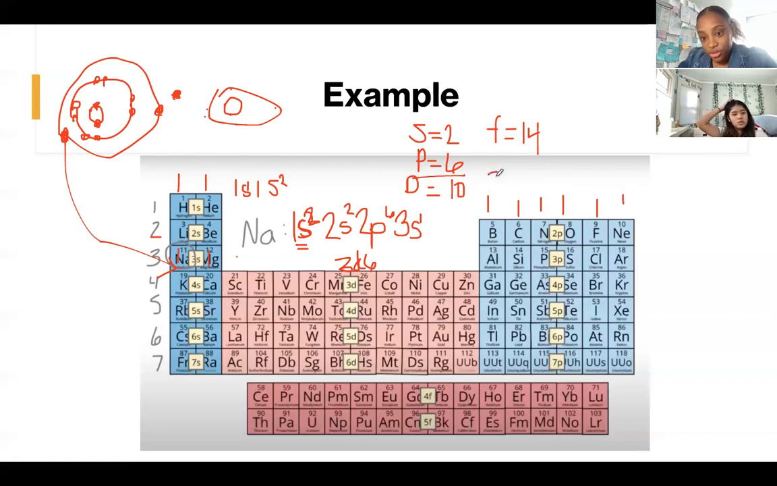2p1 is boron, 2p2 is carbon, 2p3 is nitrogen, 2p4 is oxygen, just because there's one more electron. And that applies for all of these, depending on what energy level and what sublevel they're in.